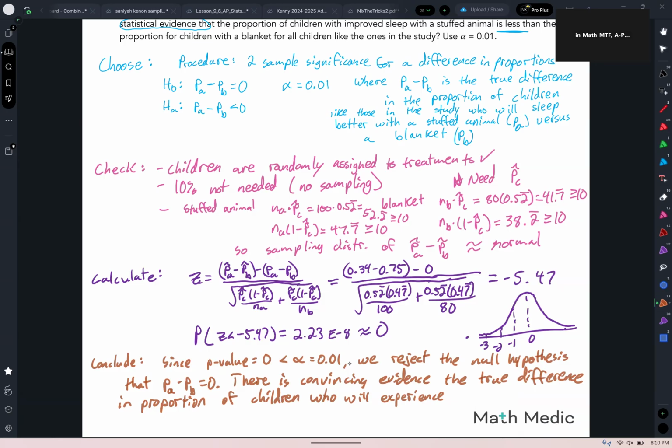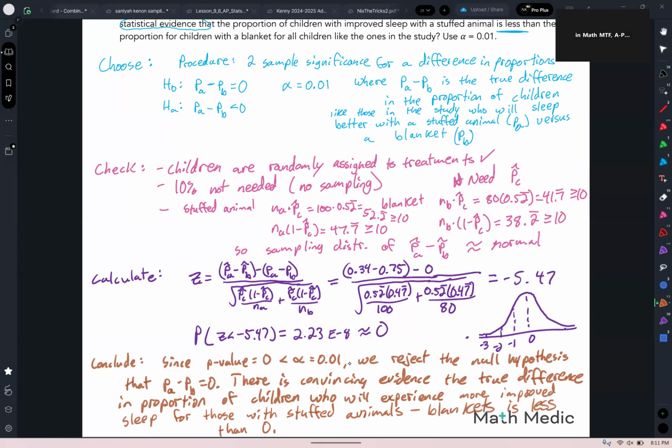That's the difference in proportion of children who will experience more improved sleep for those with stuffed animals minus blankets is less than 0.